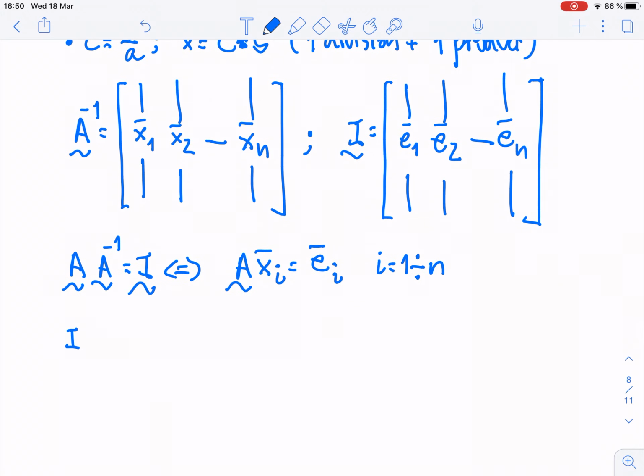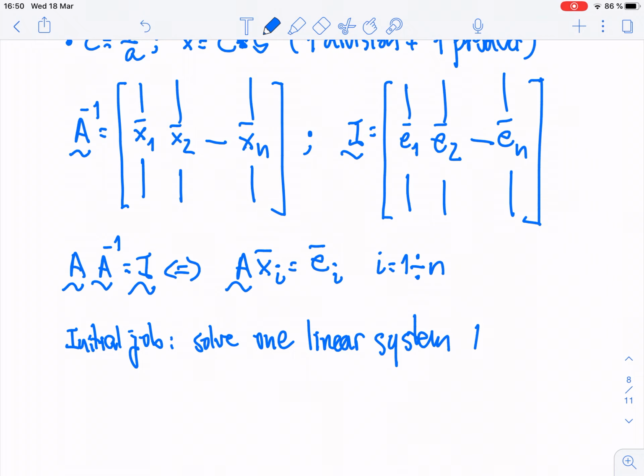So the initial job was to solve one linear system AX equal B. Okay, and let us stress this one. And if we want to use the inverse matrix, we are suggesting to start by solving n systems with a very large value of n. This is clearly not an efficient way to proceed.